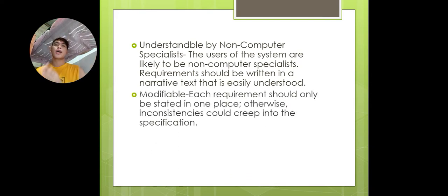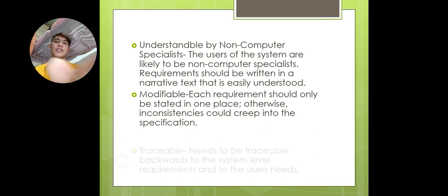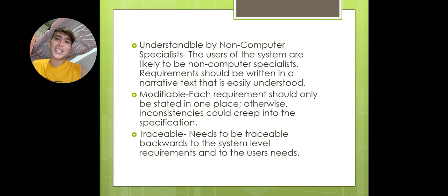And the next one is modifiable. Each requirement should only be stated in one place, otherwise inconsistencies could creep into the specification. The next one is traceable. The applications developed by the developer should be traceable backwards to the system level requirements and to the user's needs.